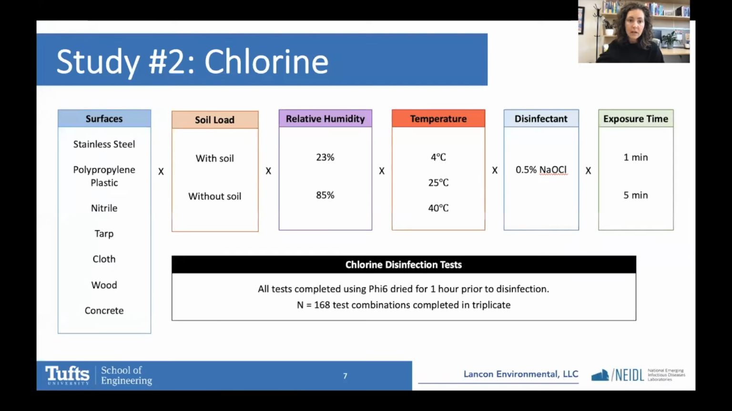Looking at our second study, we evaluated the efficacy of chlorine against Phi6, which is an enveloped bacteriophage that has been proposed as a surrogate in chlorine studies for both Ebola and SARS-CoV-2. In this study, we utilized a variety of non-porous and porous surfaces to which a Phi6 matrix with and without soil load was applied. Those surfaces were then dried for 1 hour at one of 2 different relative humidities and 3 different temperatures. After that 1 hour of drying, a 0.5% NaOCl solution was applied to the surface for 1 to 5 minutes.